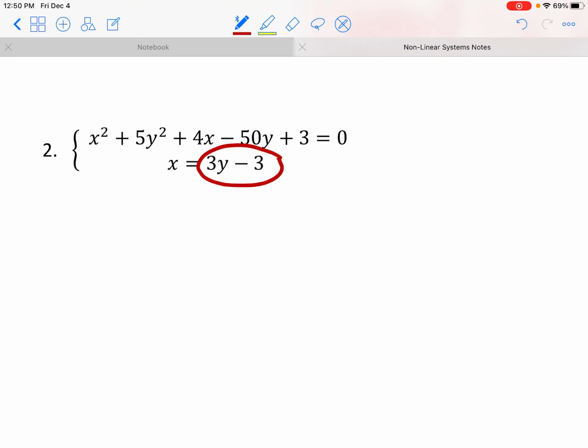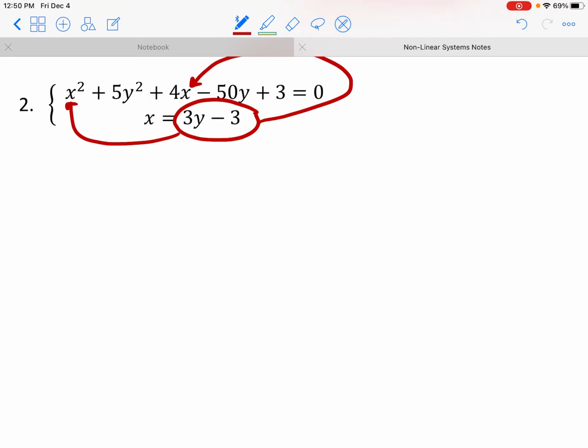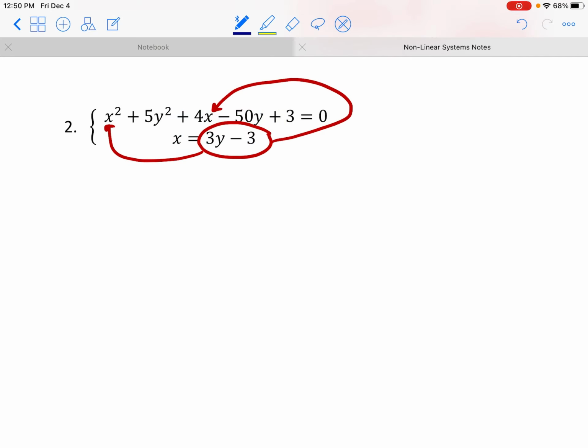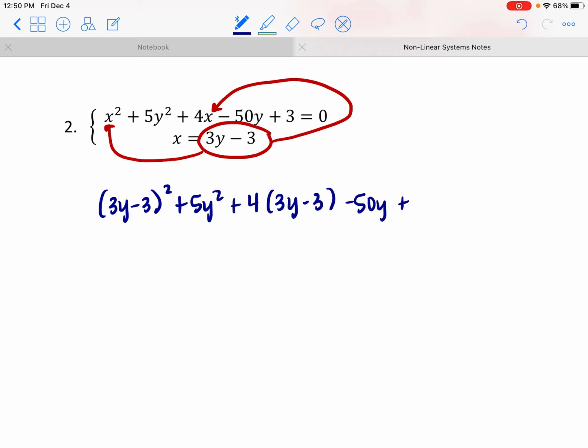Now that's going to happen in two spots. I've got an x here that I'm going to replace, and I also have an x here that I need to replace. So both of those are going in. It's going to make this a lot of work for us. So instead of x squared, I'm putting in (3y minus 3) squared. And then I have a plus 5y squared, and then a plus 4. Instead of x, I'm putting in 3y minus 3. And then I have a minus 50y, and then I have a plus 3, and then equals 0. That looks like a lot of fun, right?